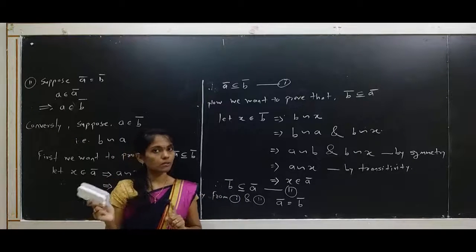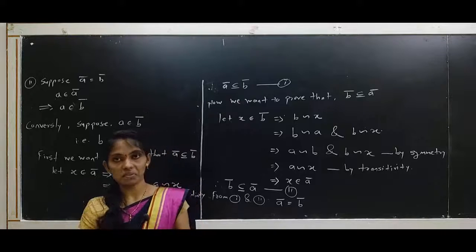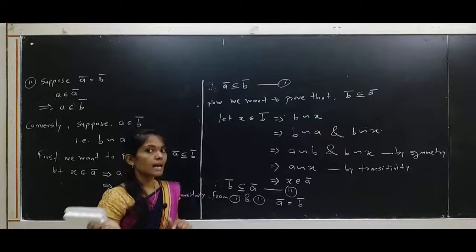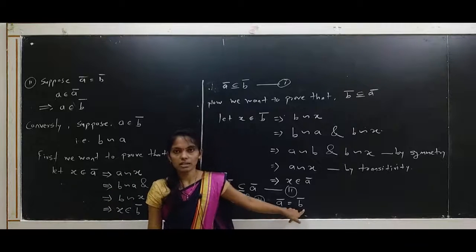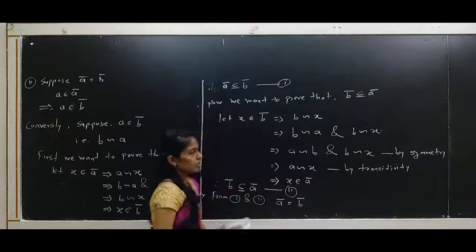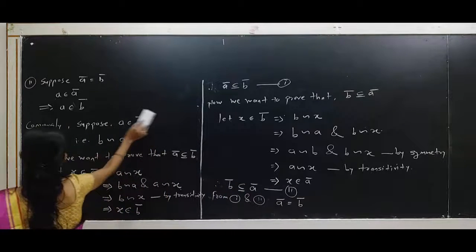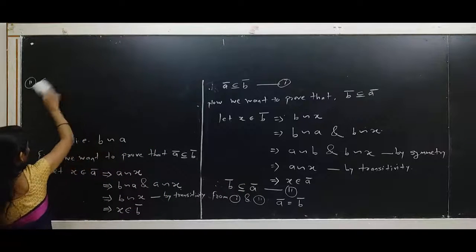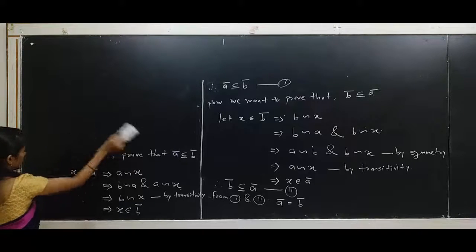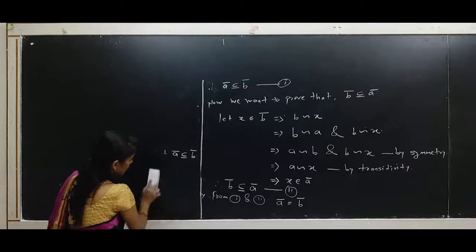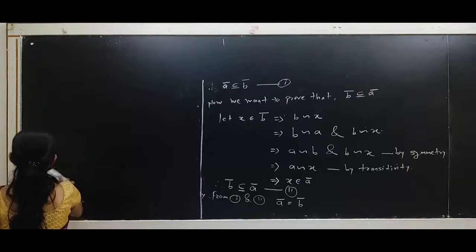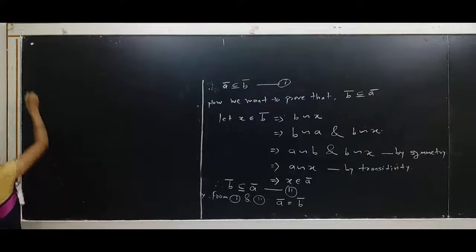In the converse part we assume that A belongs to the equivalence class of B, and here we want to prove that equivalence class of A equals equivalence class of B. Okay. Now the third point is, here we want to show that either equivalence class of A equals equivalence class of B or their intersection is empty.